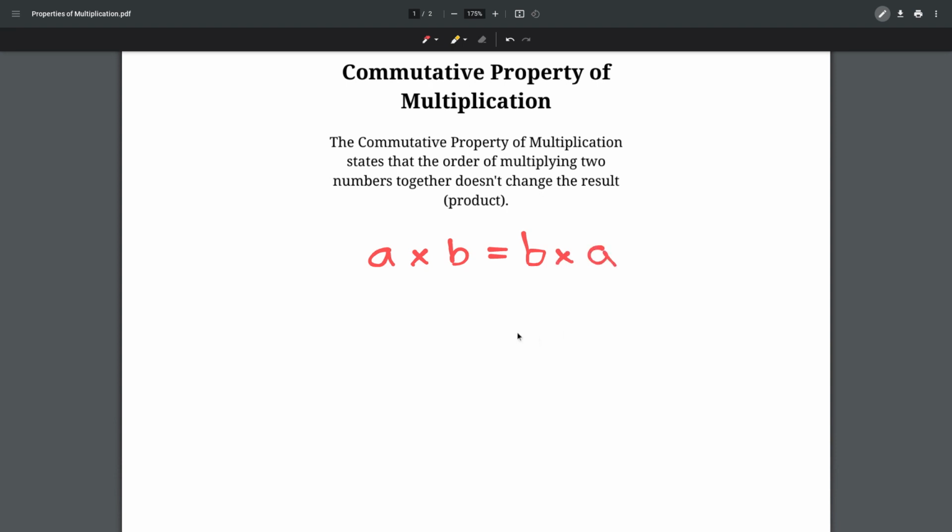If we look at an example with numbers, let's just try this out. 3 times 4. Is that going to equal 4 times 3? Well, let's check. 3 times 4 is 12. And 4 times 3 is also 12. So it does work out.